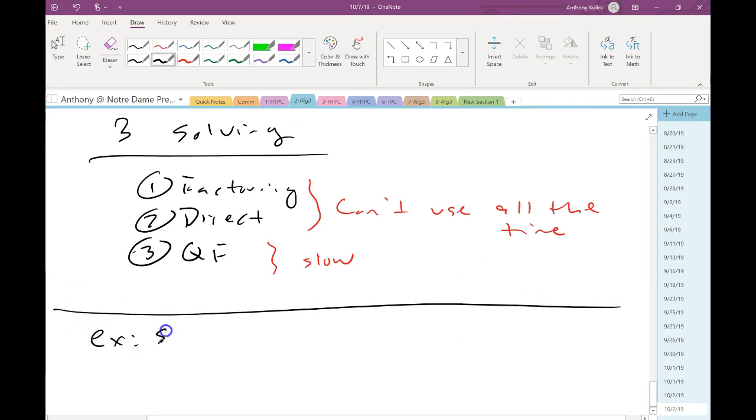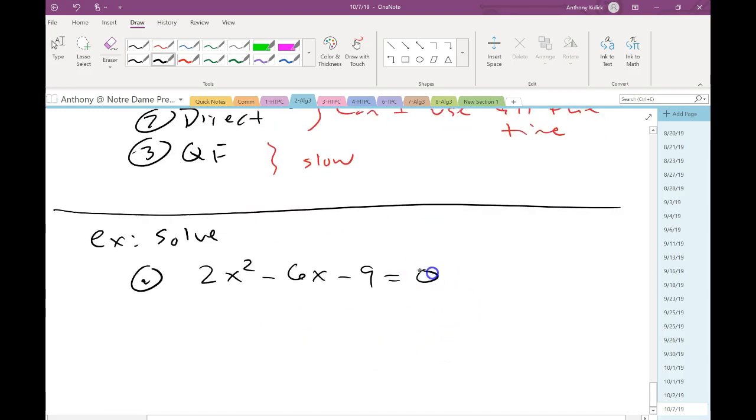Now let's do some examples. So let's say we have 2x squared minus 6x minus 9 equal to 0. Can we factor this? Well, maybe, but what kind of factoring am I going to have to do for this?